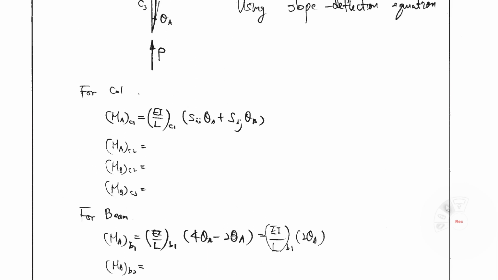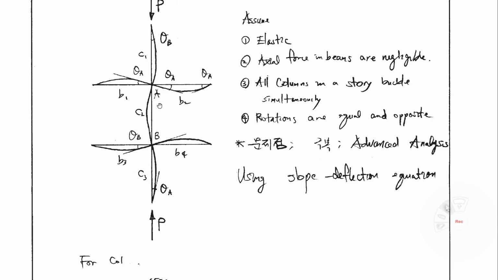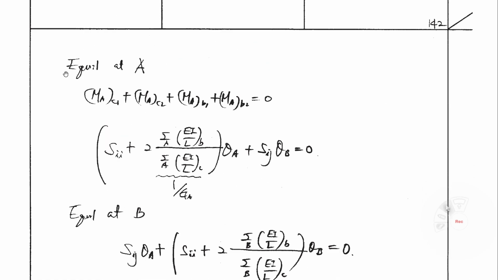As you see here, the unknowns are theta A and theta B in the slope deflection equation, and then you need two equations. What kind of equation can you have? That is joint equilibrium at A and joint equilibrium at B. So ultimately you can get two different equations. If you see here, equilibrium at A, so you have four terms: MAC1 regarding column C1, MAC2 column C2, regarding beam 1, regarding beam 2, right? So you have this joint equilibrium equation.